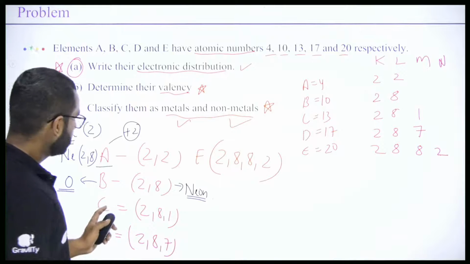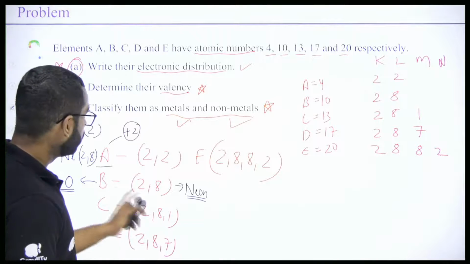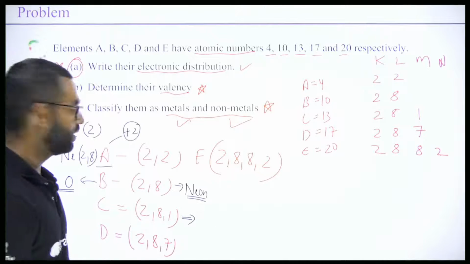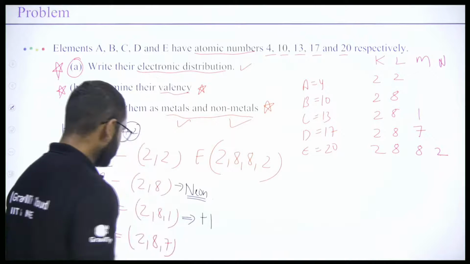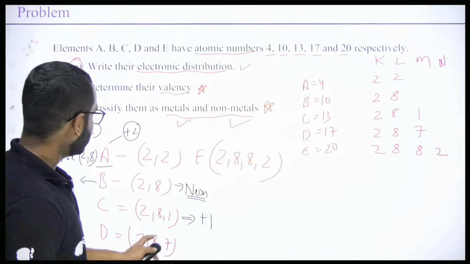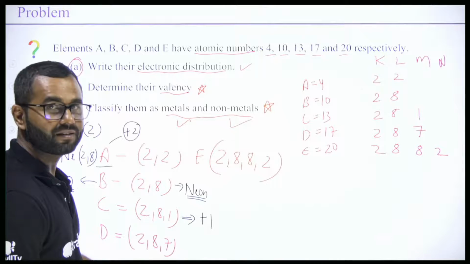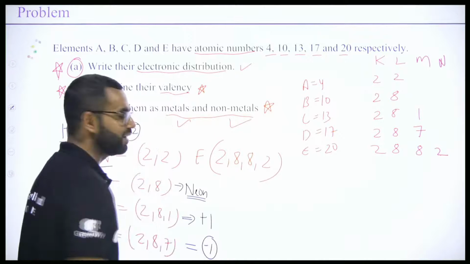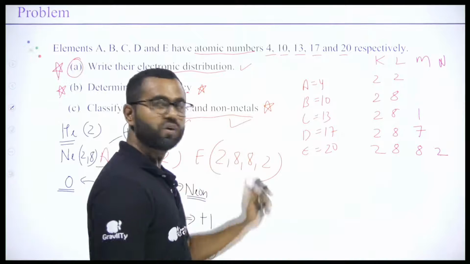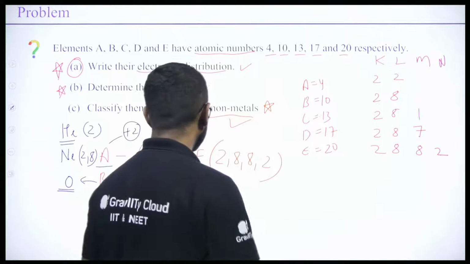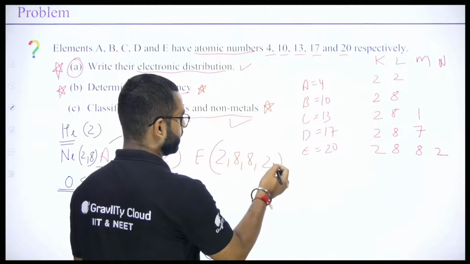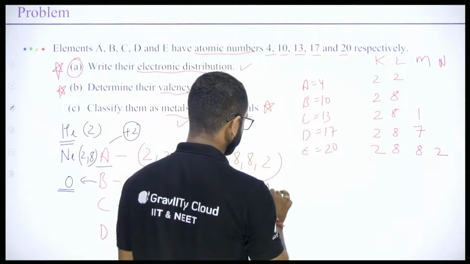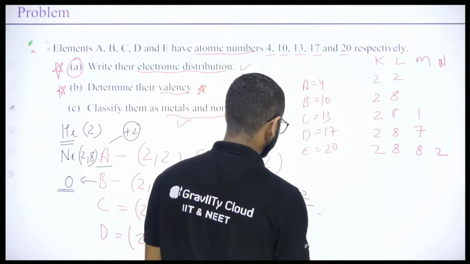Right? C is 2, 8, 1. So C can lose 1 electron to become like neon. Right? Neon is 2, 8. So C valency is plus 1. D is 2, 8, 7. So it can gain 1 electron to become 2, 8, 8. That is argon. Argon has 2, 8, 8. Right? So it is minus 1. Gaining of electron, minus 1. E is 2, 8, 8, 2. In this case, it can lose 2 electrons to become like argon, right? So its valency is 2. Understood?